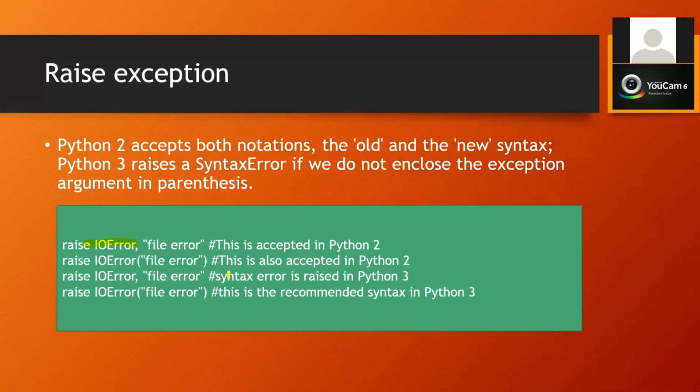It also supports brackets, parentheses, and in the 3.x version we are removing the brackets so that we have more clarity on this. Okay, raise IOError means syntax error for the raise. So now you can compare the third line with the second line, right?